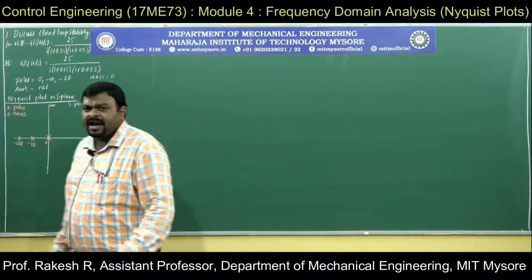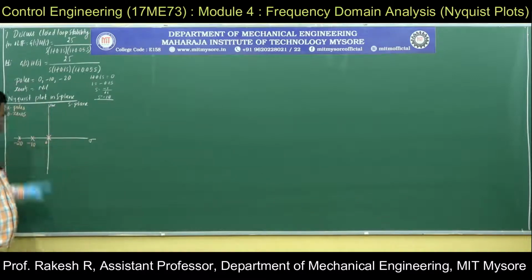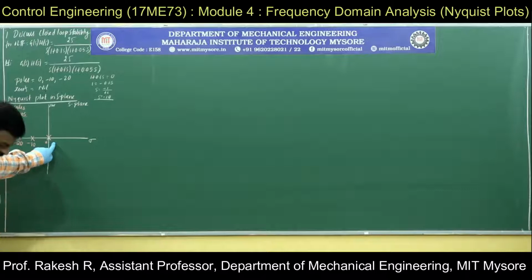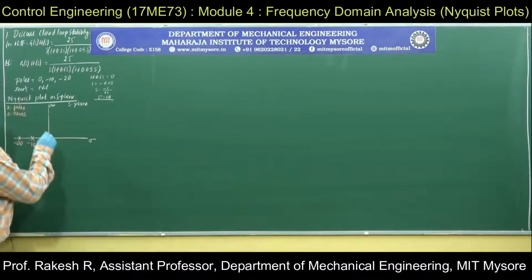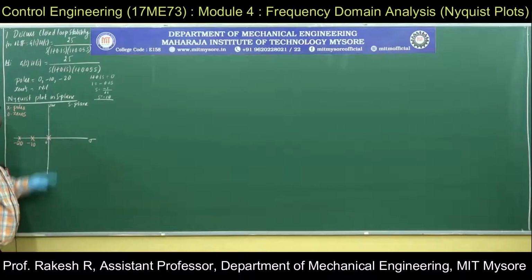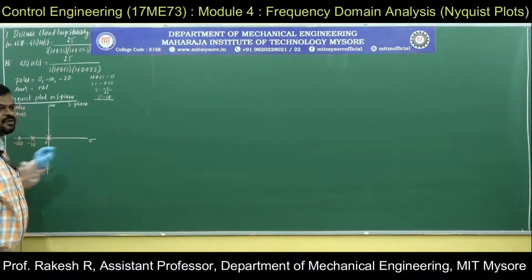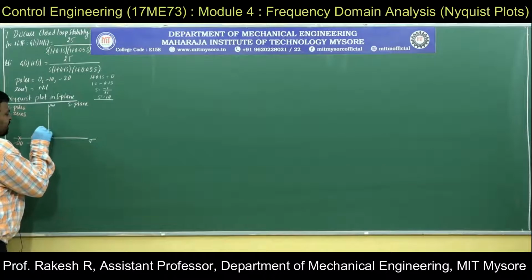After that, we have to write the Nyquist plot. Here there is a pole at the origin. Don't start at 0. What you have to do is start at some other point, where the radius will be almost equal to 0. So here our journey starts.